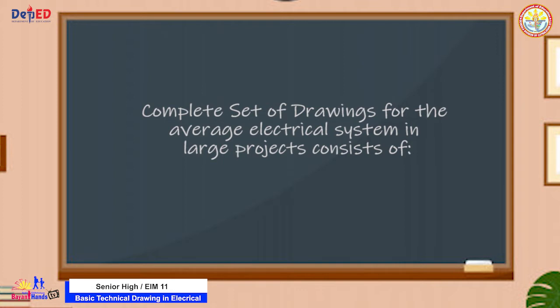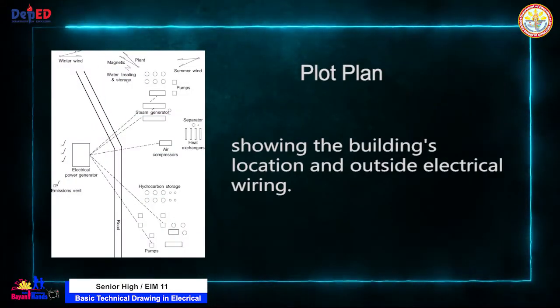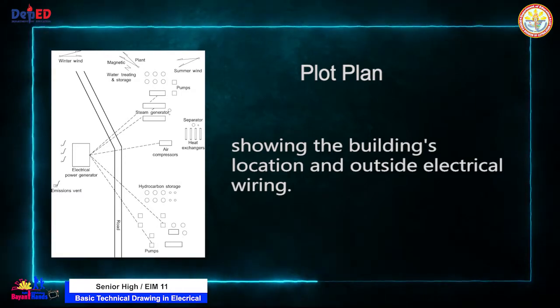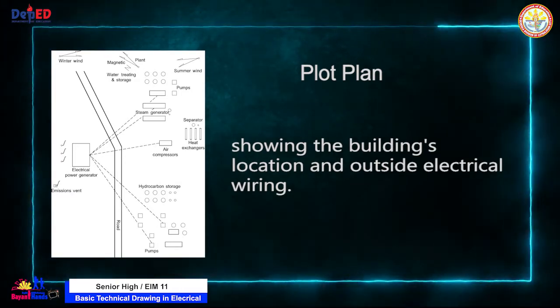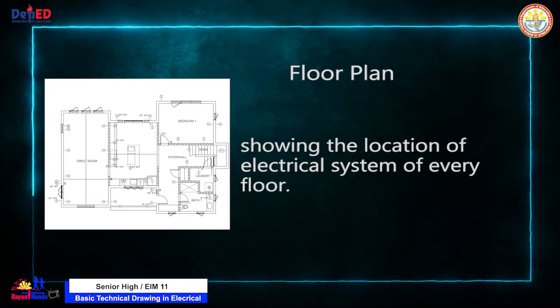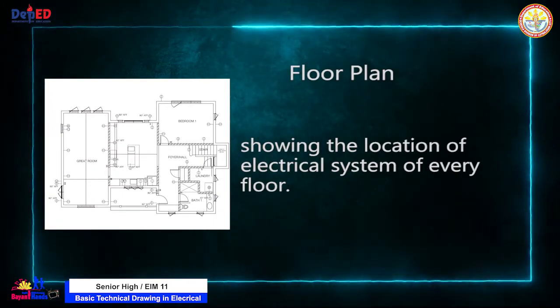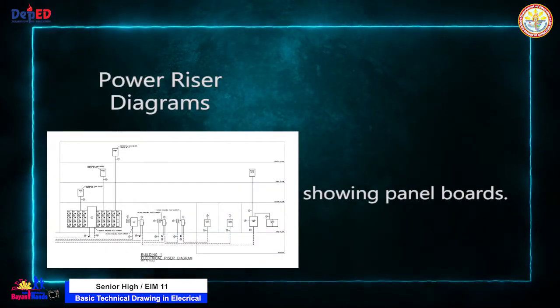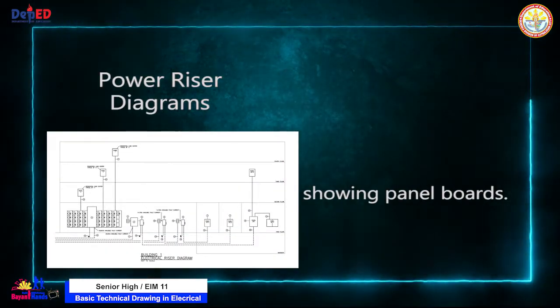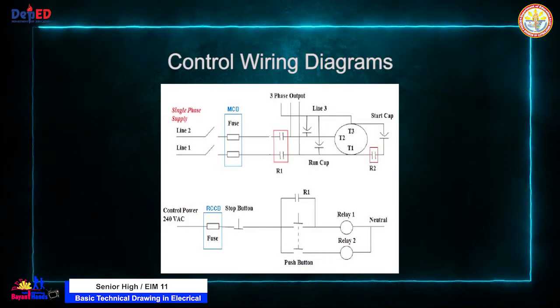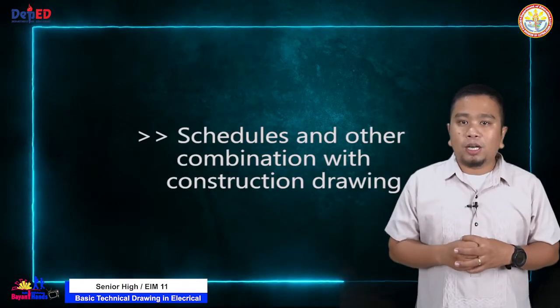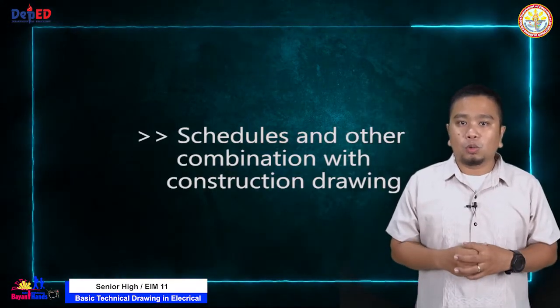A complete set of working drawings for the average electrical system in a large project usually consists of the following: a plot plan showing the building's location and outside electrical wiring, floor plans showing the location of electrical system of every floor, power riser diagram showing panel boards, control wiring diagrams, schedule and other combinations with construction drawing.